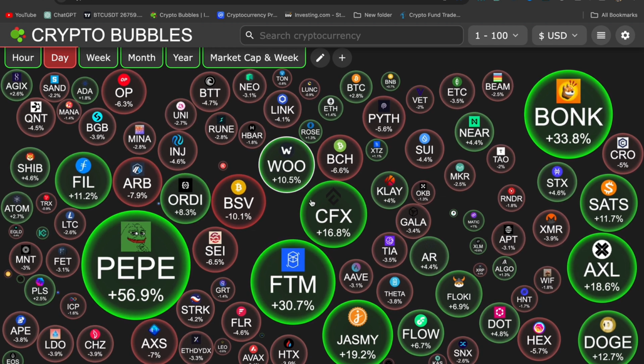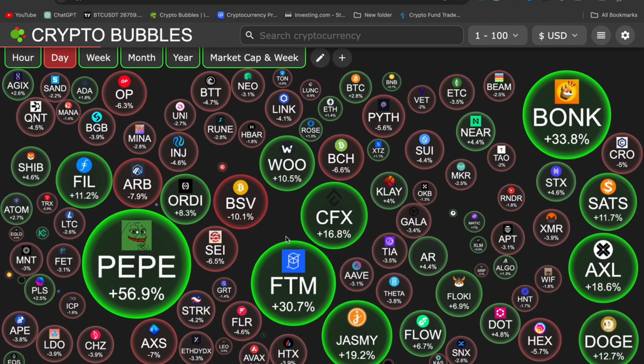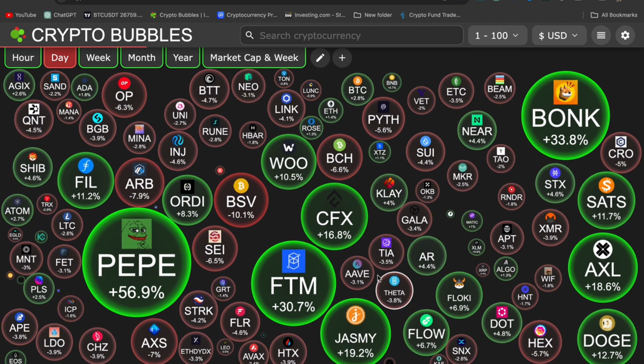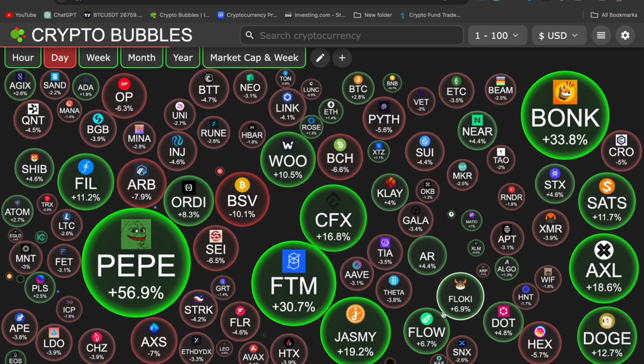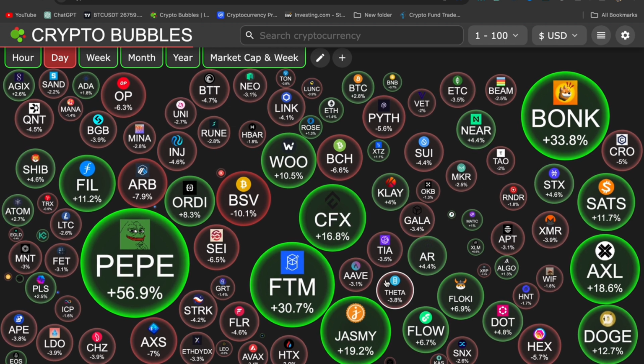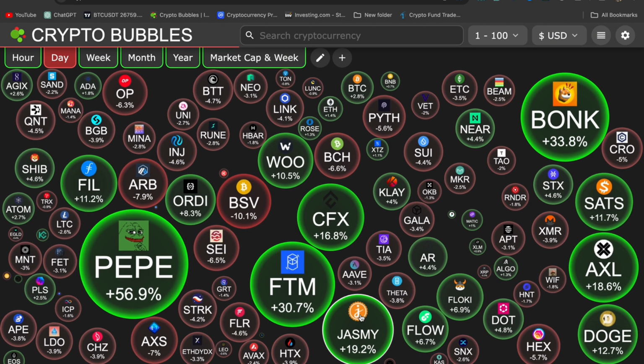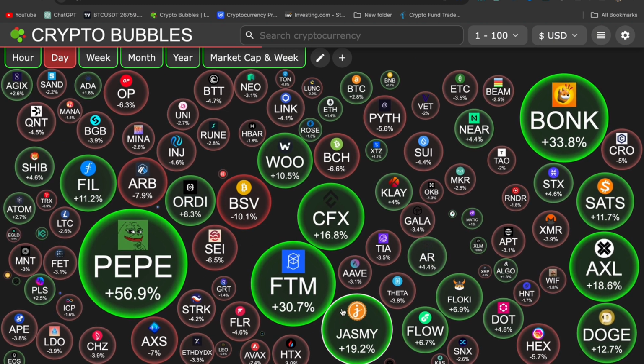So what we can do now is, because we know the direction of the market, we know that the majority of the coins are red, meaning people are currently selling. This doesn't mean you should go and start selling coins. No, it's just telling you that in the past day, people are currently selling altcoins.